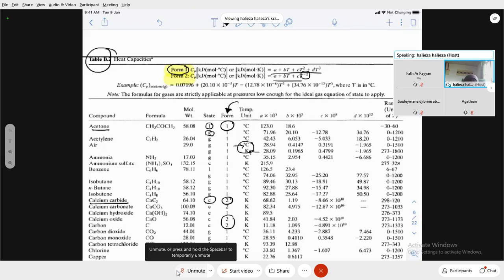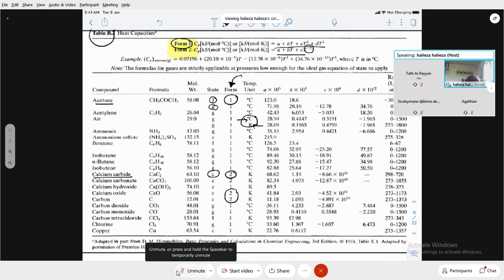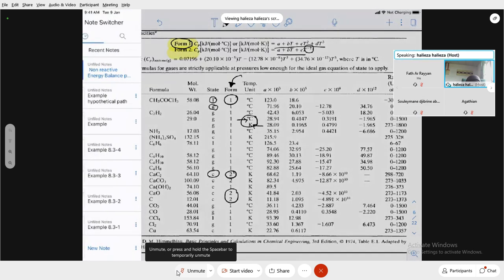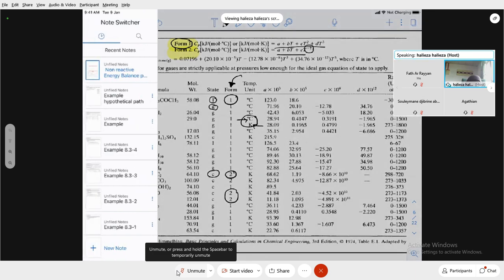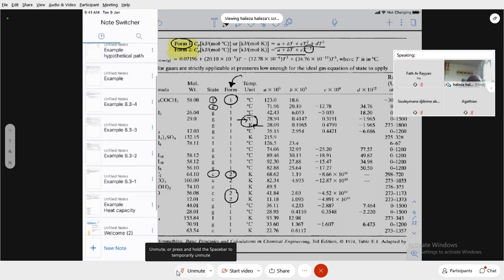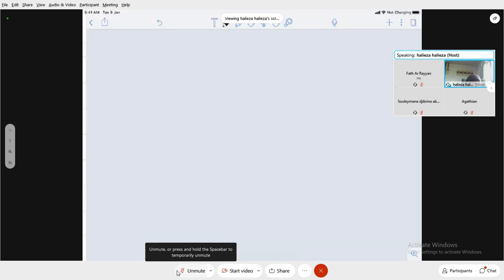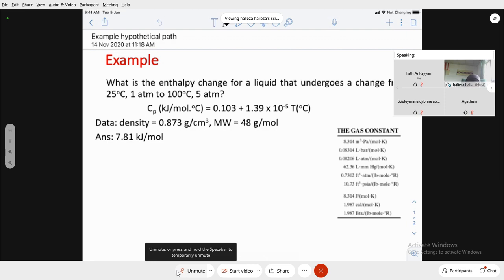That's one thing I need to point out. Okay, let's see whether I have a question. Let's look at this, an example of heat capacity. This example.